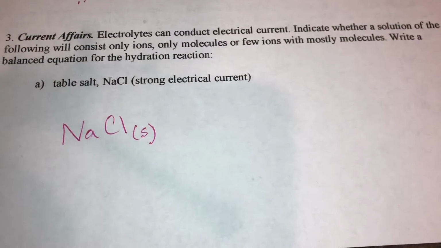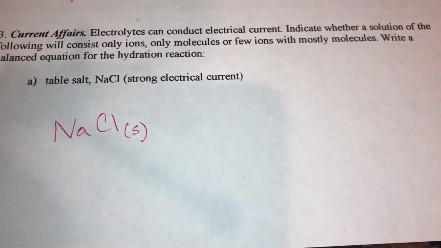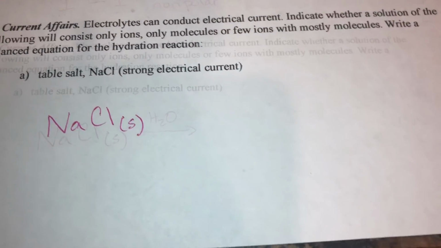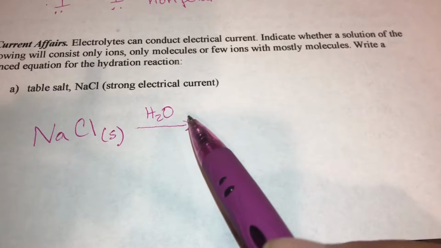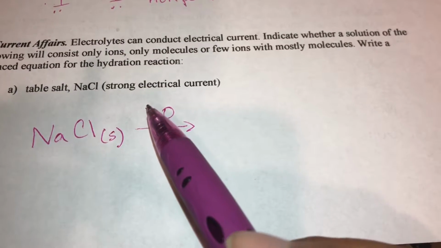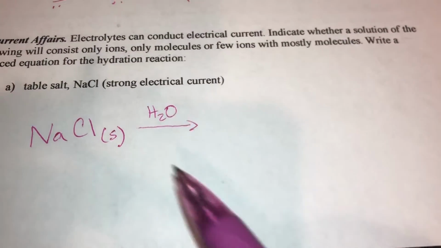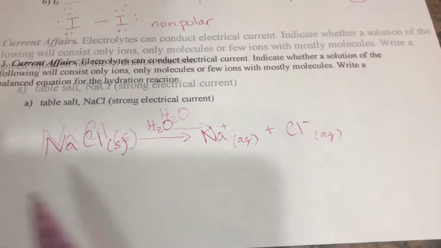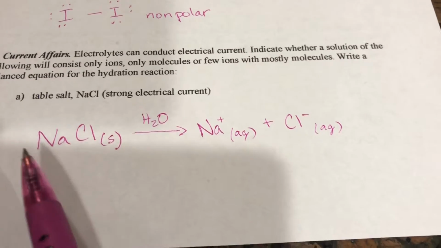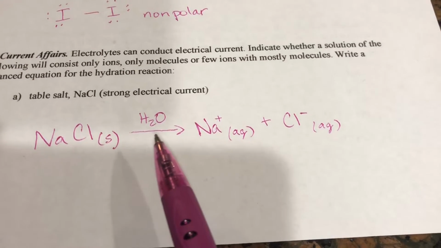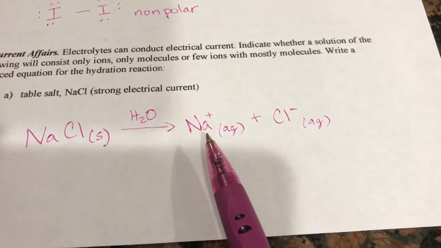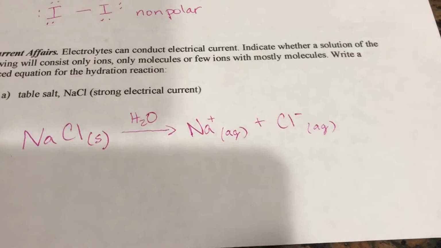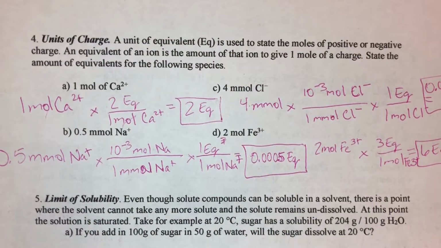So first, we're going to start off with sodium chloride. And it's a solid, so we put (s) in parentheses. Next, we draw an arrow to let us know that we are putting water into the reaction. So what will happen is the sodium chloride will be dissolved by the water, becoming sodium and chloride, two separate ions.